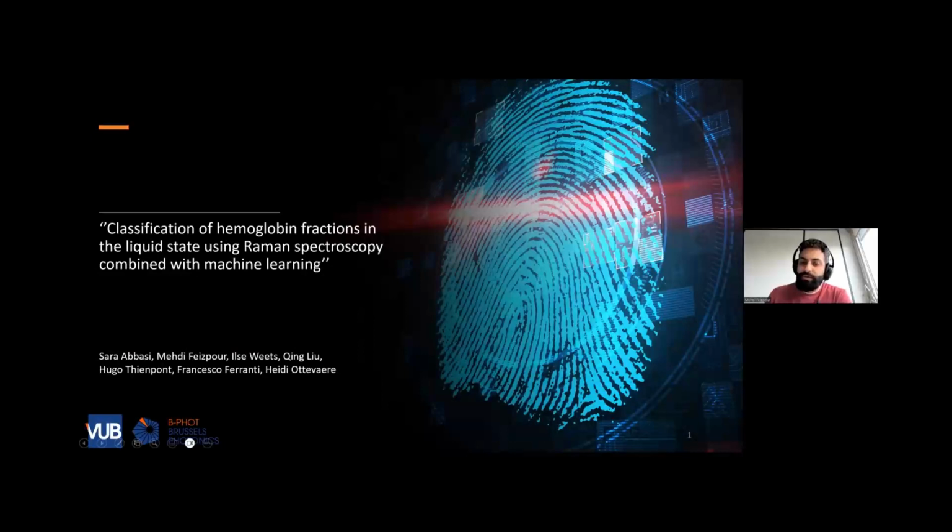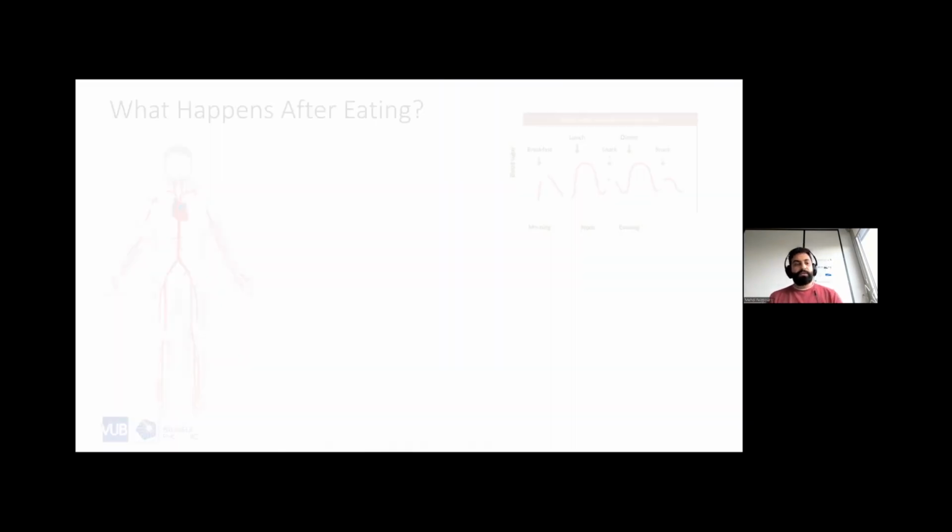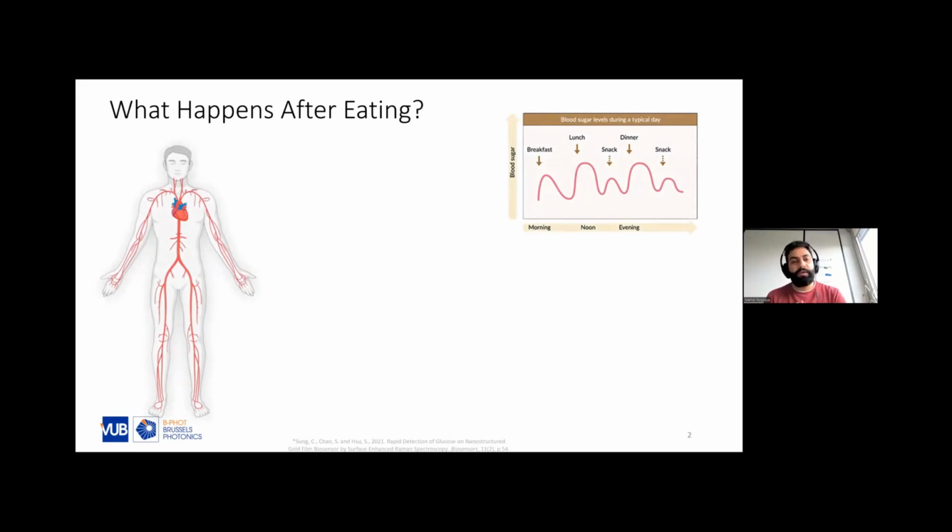So today I'm here to discuss the recent publication that Sarah led, the classification of hemoglobin fractions in the liquid state using a tool called Raman spectroscopy that we combine with some machine learning tools for the chemometrics. So I'm going to start with this question: what happens after we eat?